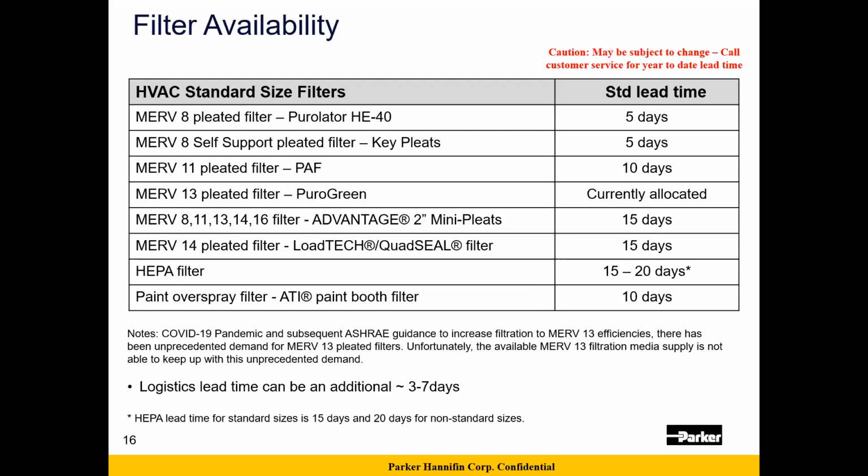One thing you must remember is that logistics, which is the amount of time it takes to ship the filter from our location to you, can add 3 to 7 days to that arrival time from shipment from our location to delivery. So you need to make sure that that logistics time is added into your delivery dates when you're talking to customers.